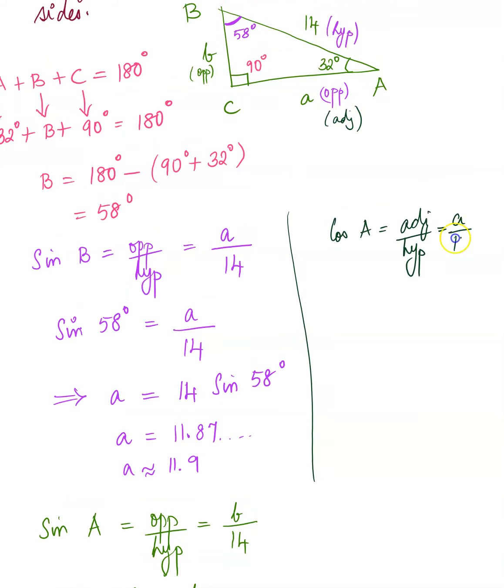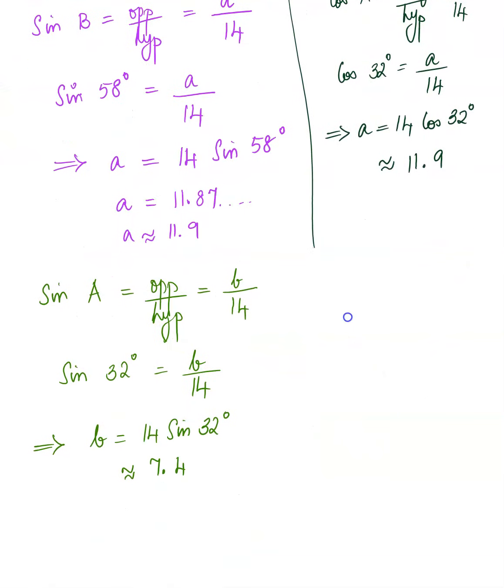So A over 14. And so cosine A, which is 32 degrees, is small a over 14, which implies A is 14 times cosine 32 degrees. And if you calculated that, that works out. Because they're equivalent, it just depends on which one you want to use. Similarly, you could have used angle B to find side B as well. So this is a question of whichever one you find.